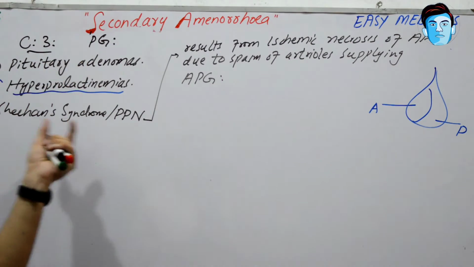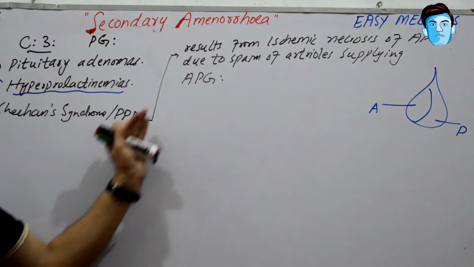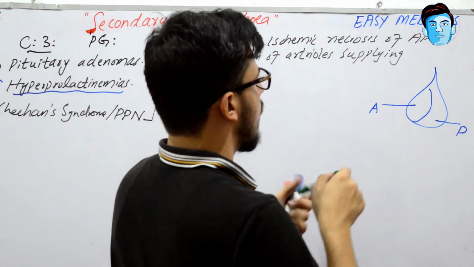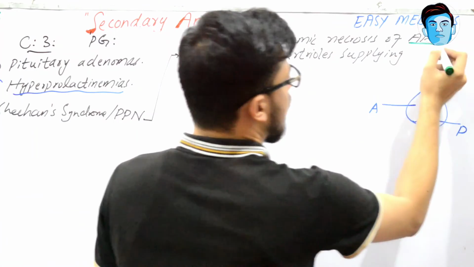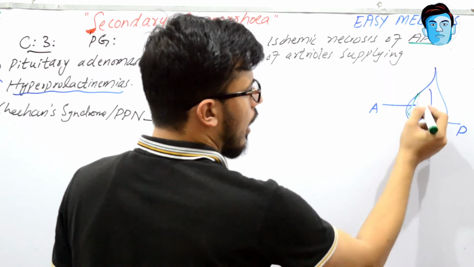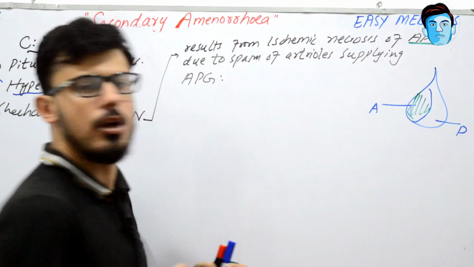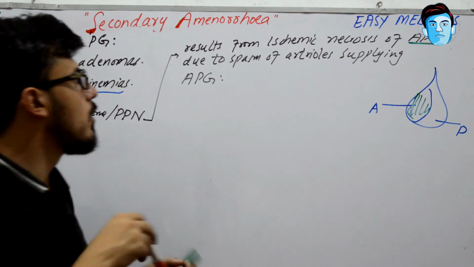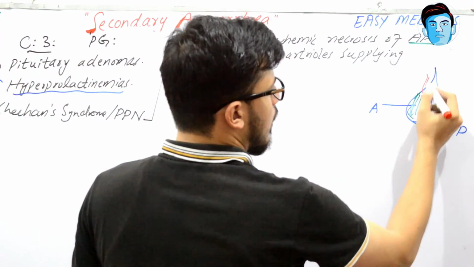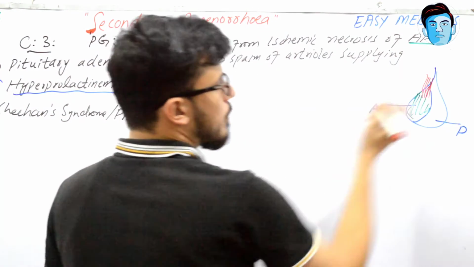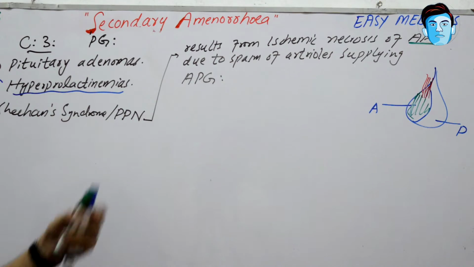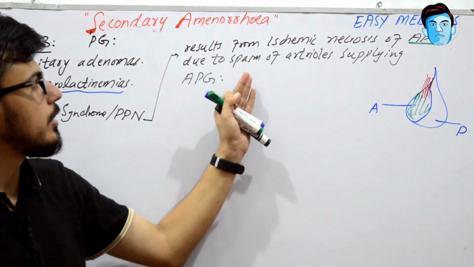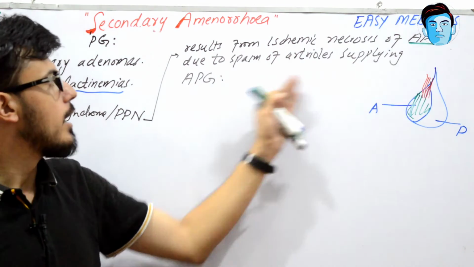Now Sheehan syndrome actually results from ischemic necrosis of the anterior pituitary gland. So there is ischemic necrosis in this area, while it spares the posterior lobe of the pituitary gland. It is due to spasm of the arterioles supplying the anterior pituitary gland.